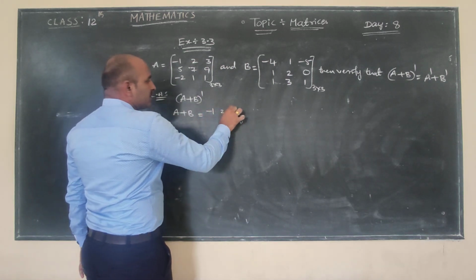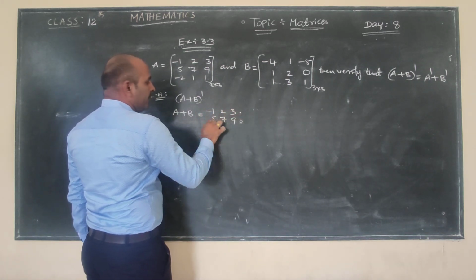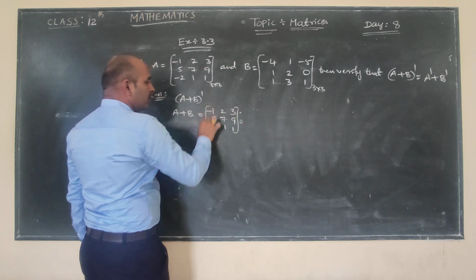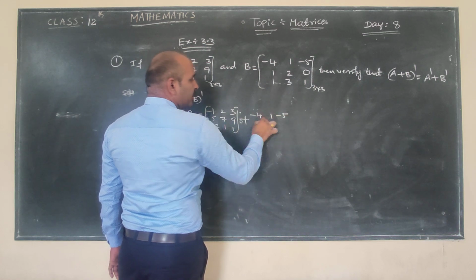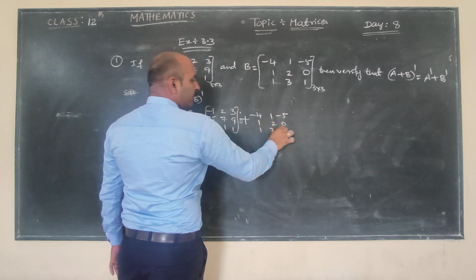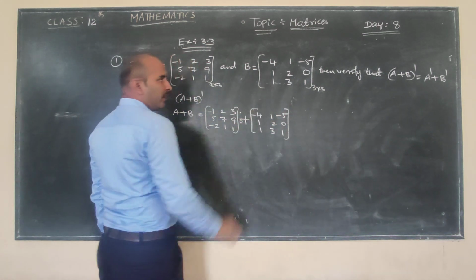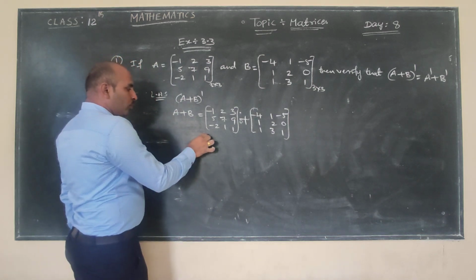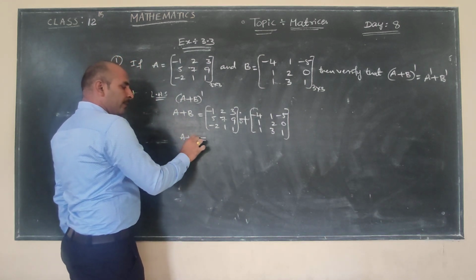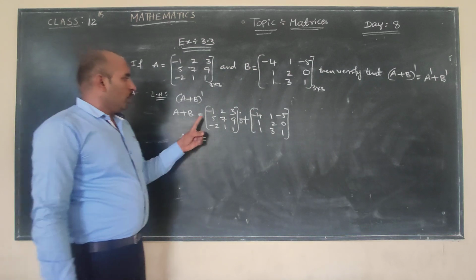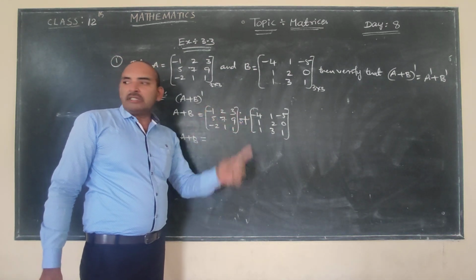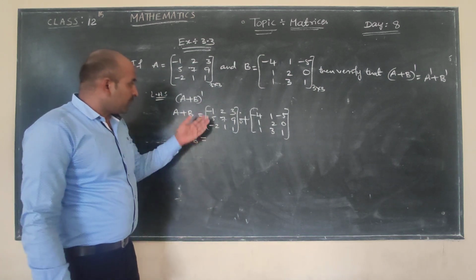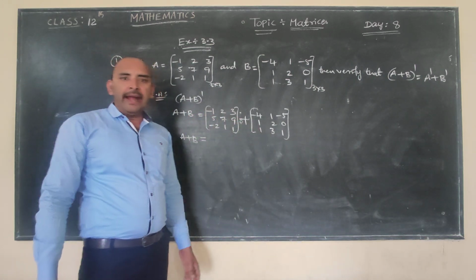Given two matrices, A is 5, 7, 9, minus 2, 1, 1, plus the B matrix, which is minus 4, 1, minus 5, 1, 2, 0, 1, 3, 1. This is A plus B, which is the addition of two matrices. Addition means corresponding elements must be added.